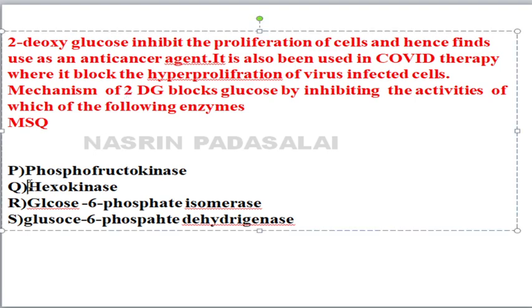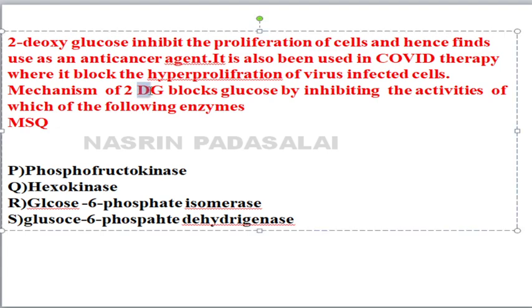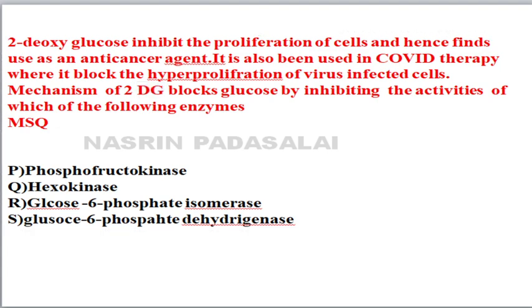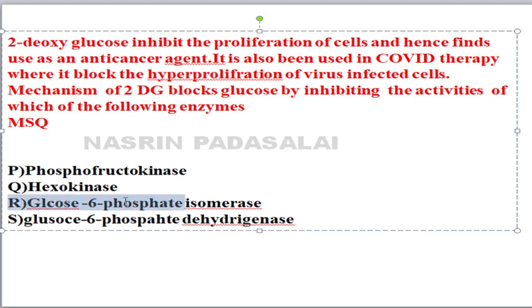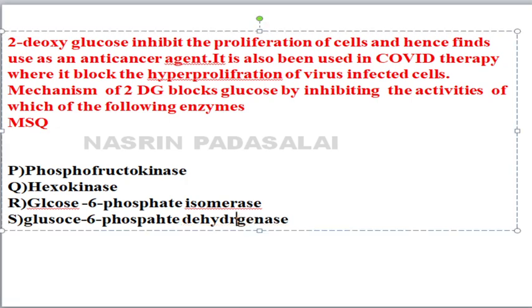So the enzymes involved are hexokinase, which is a rate limiting step, and this hexokinase will add a phosphate group to deoxyglucose and convert it into deoxyglucose phosphate. Another enzyme is glucose 6-phosphate isomerase, whereas phosphofructokinase, that is PFK, and glucose 6-phosphate dehydrogenase are not used for this particular process.